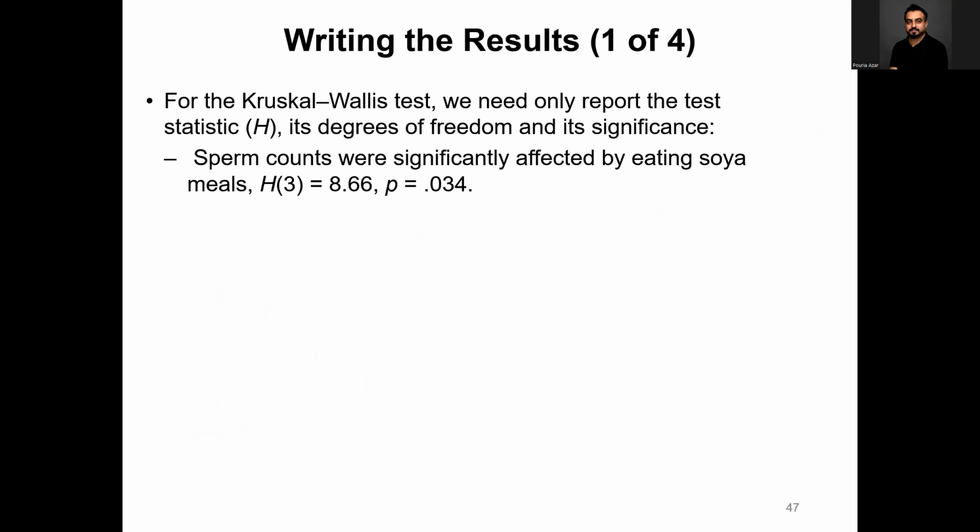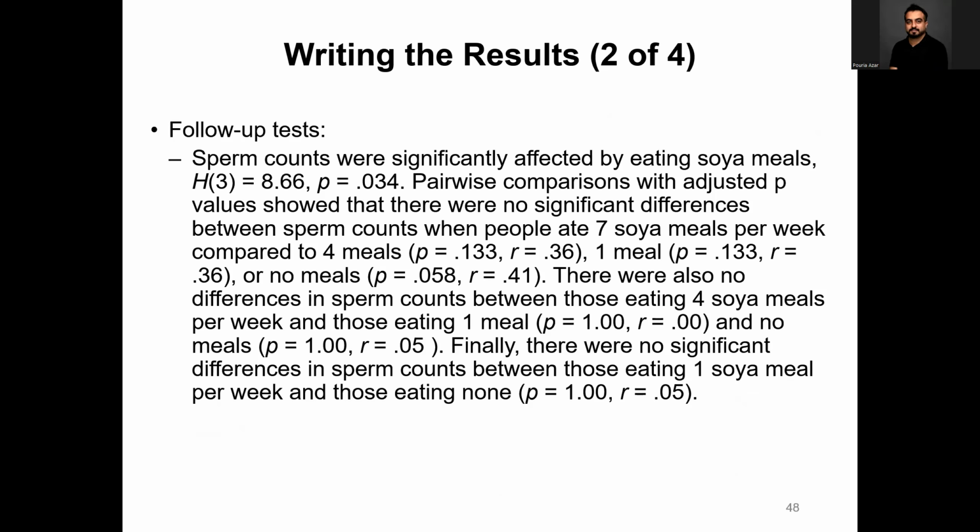And for the follow-up test, I would go ahead and write like this. Like I would say, there were no significant differences between sperm counts when people ate 7 soy meals per week compared to 4 meals per week. And inside the parentheses, I would go ahead and report the p-value and an effect size.